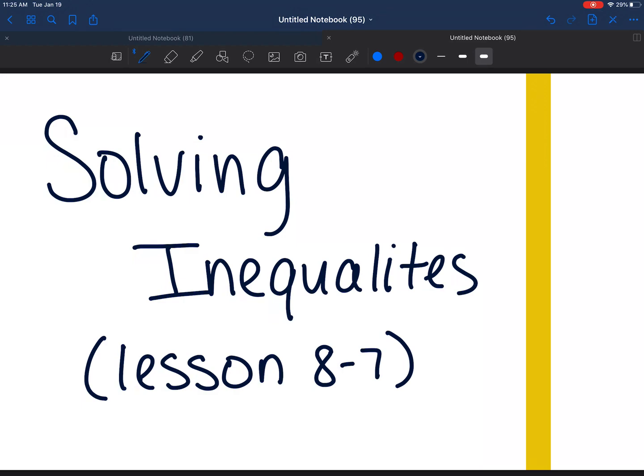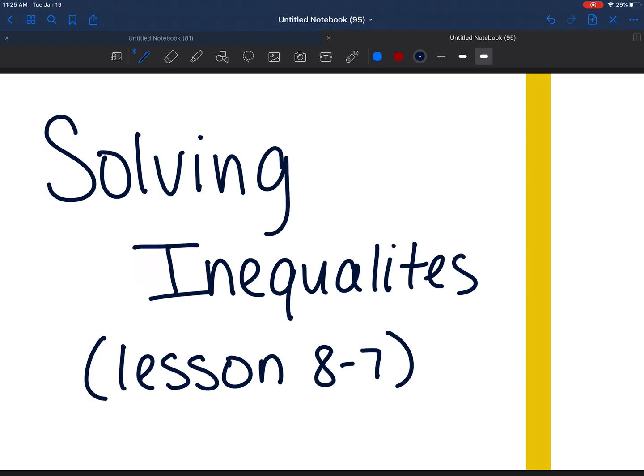Okay, today we're going to look at lesson 7, which is solving inequalities. Honestly, this is very similar to solving equations. We're going to do it the exact same way. The only difference is instead of an equal sign, we have a what? Greater than or less than, okay? Or greater than or equal to, less than or equal to. You're going to solve exactly the same way.